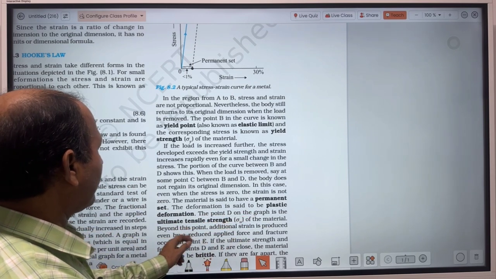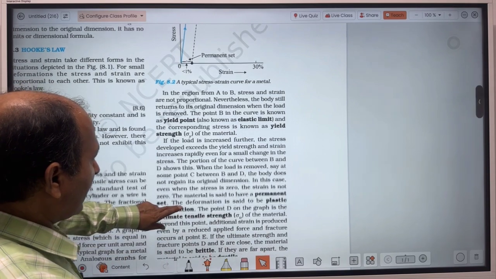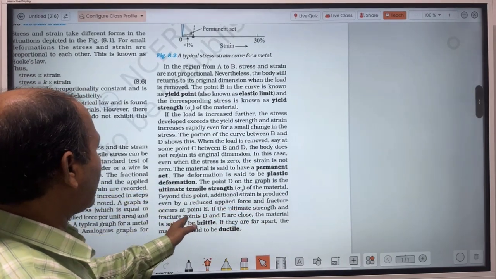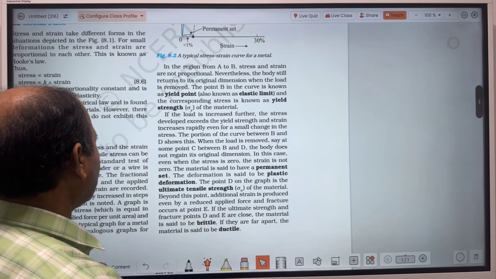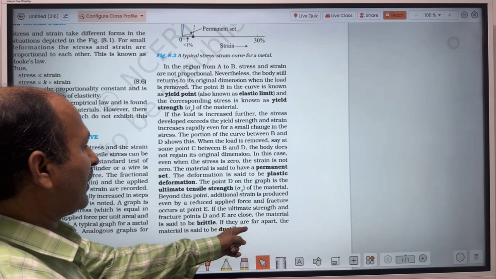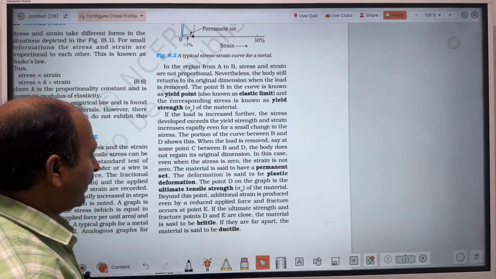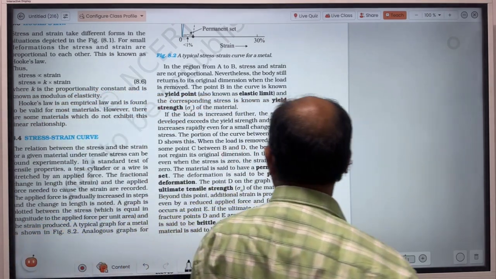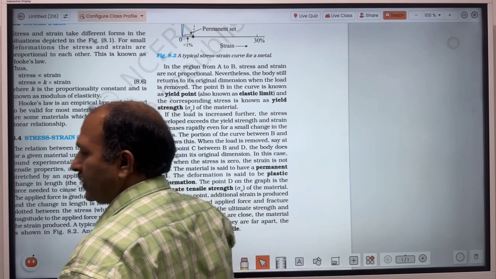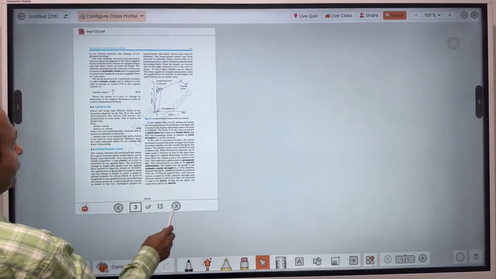The point D on the graph is the ultimate tensile strength of the material. Beyond this point, additional strain is produced even by reduced applied force and the fracture occurs at point E. If the ultimate strength and the fracture point D and E are close, the material is said to be brittle. If they are far apart, the material is said to be ductile. So you have understood? Brittle means it will break at once. Ductile means wire can be drawn from it. So these are some basic properties that are required.